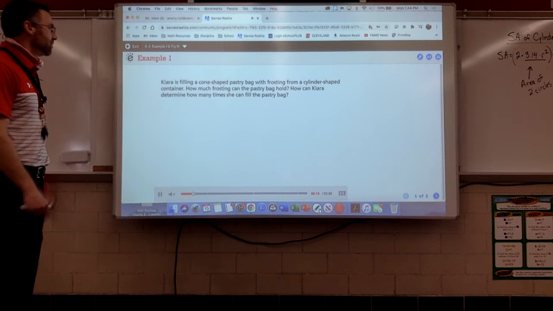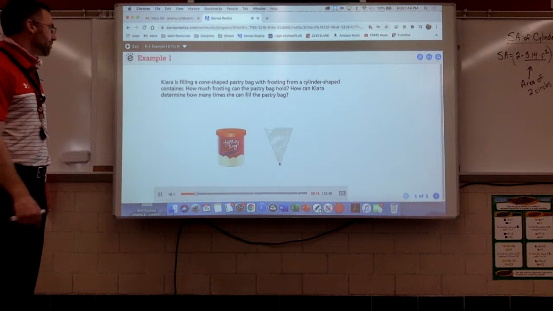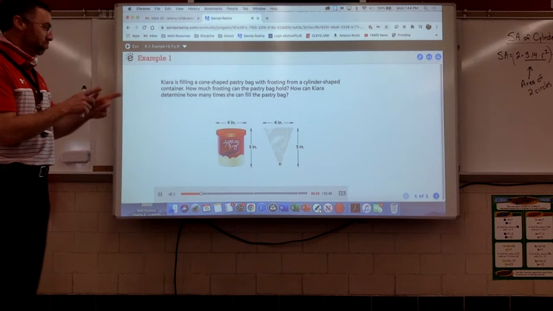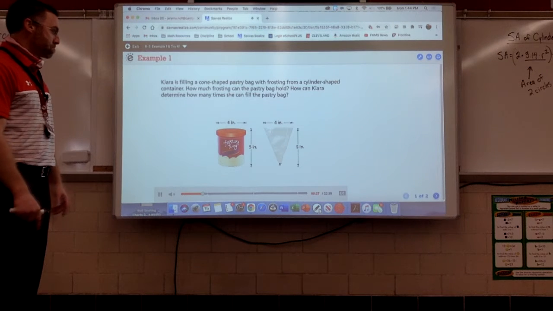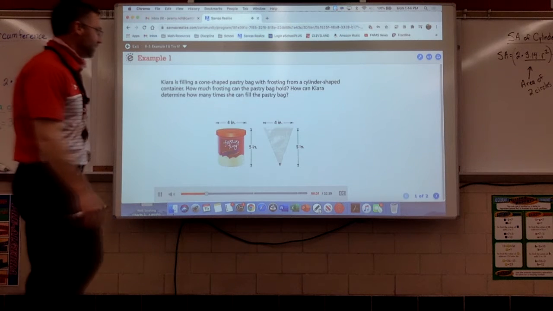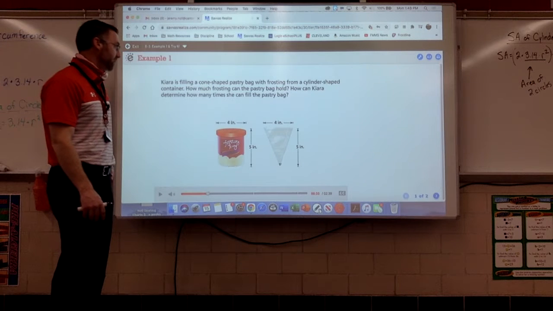Kiara is filling a cone-shaped pastry bag with frosting from a cylinder-shaped container. They are both 5 inches in height and have a 4-inch diameter. How much frosting can the pastry bag hold? How can Kiara determine how many times she can fill the pastry bag? That's a great question.